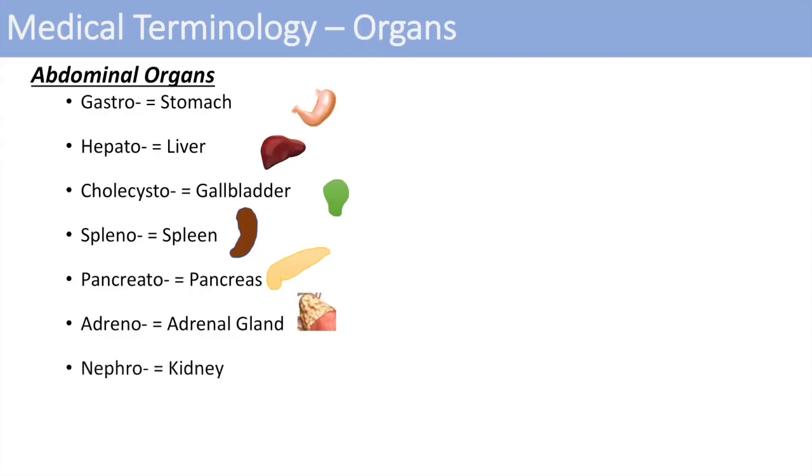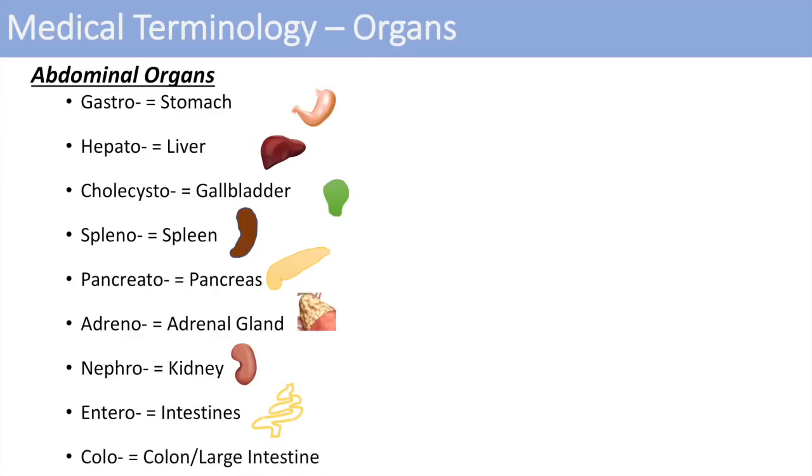And you might not have heard of this one, nephro for your kidney. So you can think of nephrologist. These are related to the kidney, and this word actually is derived from the nephron, or the functional unit within the kidney. Entero is used for the intestines, so you might have heard of enteritis, an inflammation of your intestines. And another one is colo, which is for the colon or large intestine. So you might have heard of colitis, so that's an inflammation of the colon.